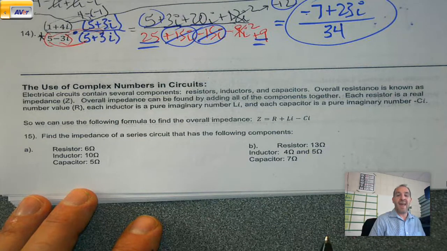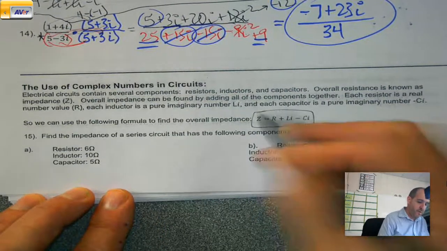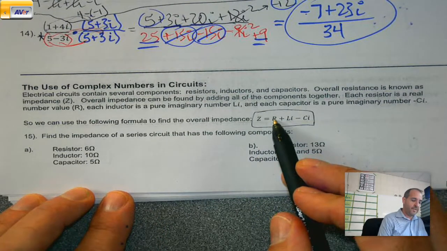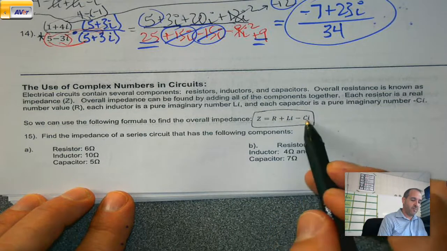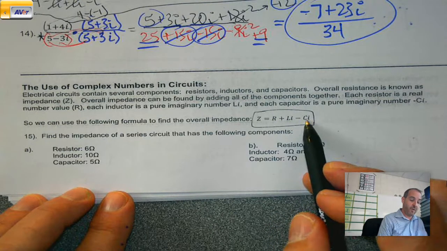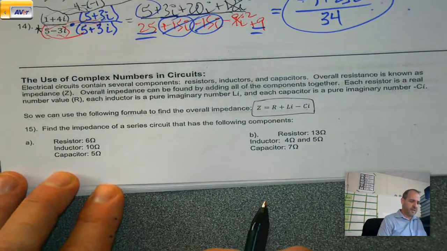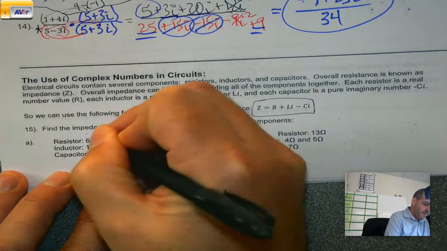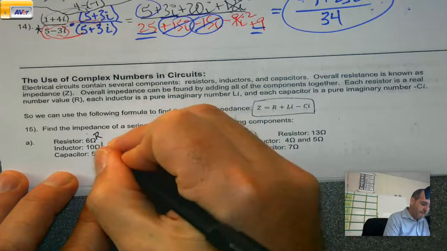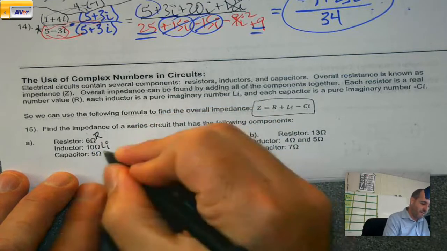Overall impedance can be found by adding all of the components together. Each resistor is a real number value. Each inductor is a pure imaginary number, and each capacitor is a pure imaginary number. Okay, this is all we need to know. We're taking the resistor, we're adding the inductor, we're subtracting the capacitor. Okay? So you're like, wait. So all I'm doing is, okay, this is R, this is Li, this is Ci.